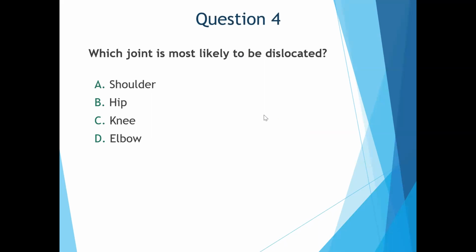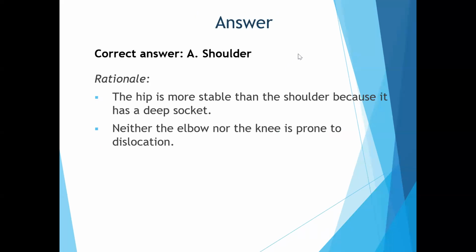All right, last question here. Which joint is most likely to be dislocated? Remember, the most mobile are the least stable. So the correct answer is your shoulder. Remember, the hip is a ball and socket, so it has a lot of freedom of movement, but it's got a much deeper socket and a lot more muscular support. And then the elbow and knee aren't really prone to dislocation. Your knee obviously can have a lot of injuries, especially when you think of the sports side of things, but not necessarily an unstable joint.